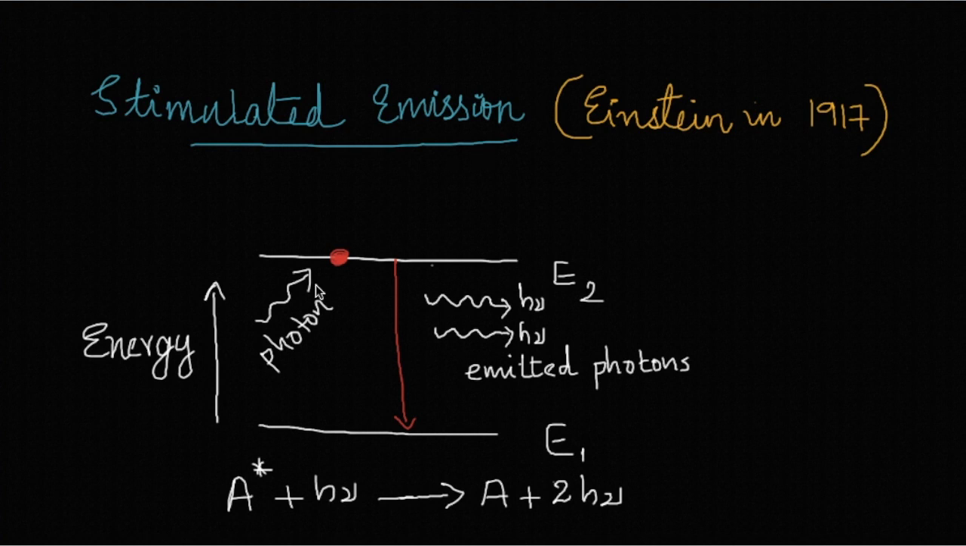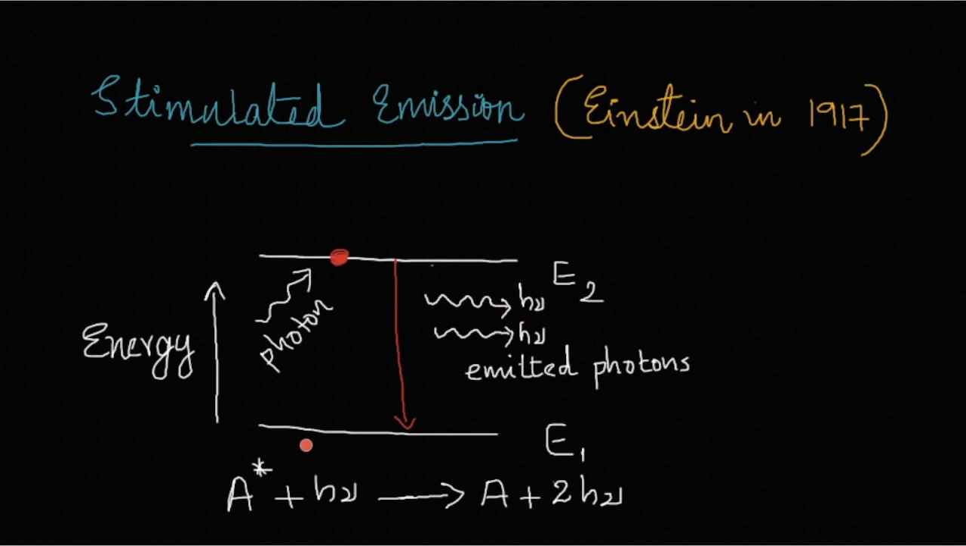In this figure, you can see that the atom is already in the excited state, denoted by the red color. A photon falls on this atom and it makes a downward transition by emitting another photon in addition to the incident photon. So in effect, here we get two photons from one incident photon.